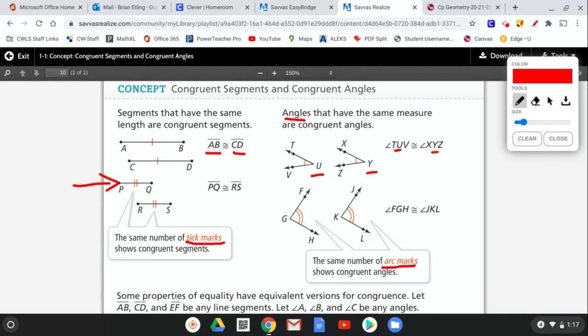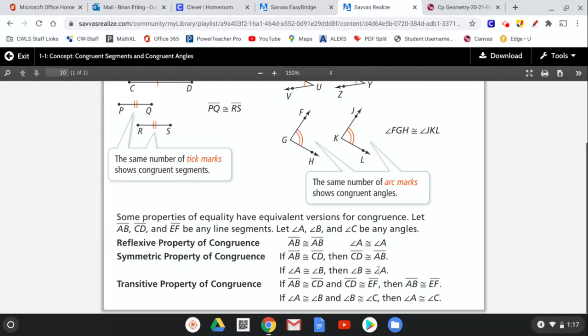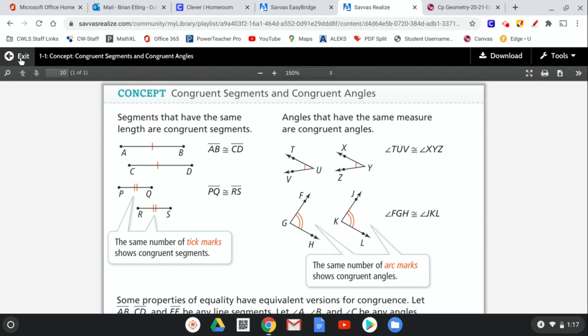Now, moving on, same thing. If we have two marks right here, then understand FGH, where G is the vertex, is congruent to angle JKL, where K is the vertex. We are good there because we have the two arc marks and we just have to match them up. All right, guys, that is pretty much it. We have these properties down here, reflexive, symmetric, and transitive. Don't worry about those for right now. We'll come back to those later when we do proofs. Just make sure you understand the congruent segments and angles.